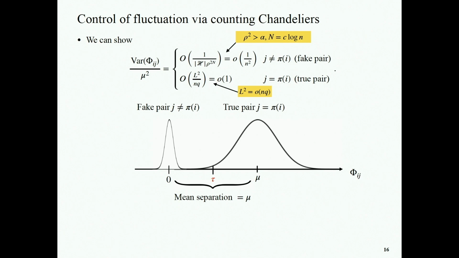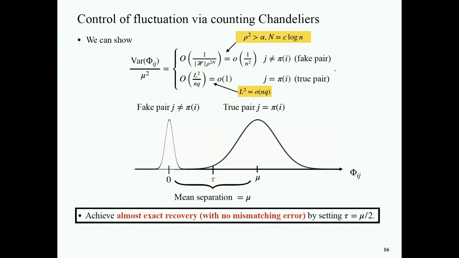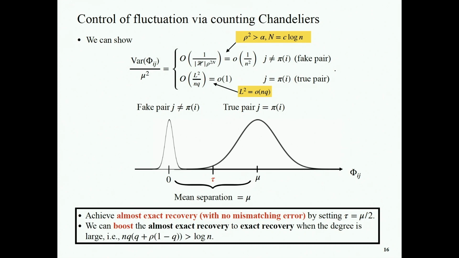Then let's pick a threshold between 0 and mu. We're going to match all the vertex pairs, like i and j, if their score is above the threshold. As you can see, if I follow this way, I won't match any fake pairs. But the issue is that there will be a tiny slice here, which are true pairs that I won't output in my algorithm. So if you follow this way, you can only achieve almost exact recovery. The next step is we need some boosting algorithm to achieve exact recovery. The idea is that now I have almost exact recovery, so I almost match all the vertices between the two graphs. Then I can treat all these matched vertices as seeds, and use the seeds and their neighborhood information to gradually match the remaining vertices. So when this threshold is satisfied, our algorithm can use a boosting algorithm to achieve exact recovery.